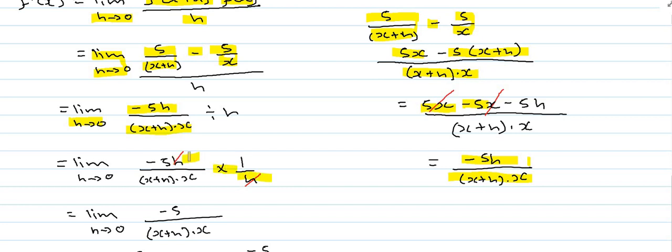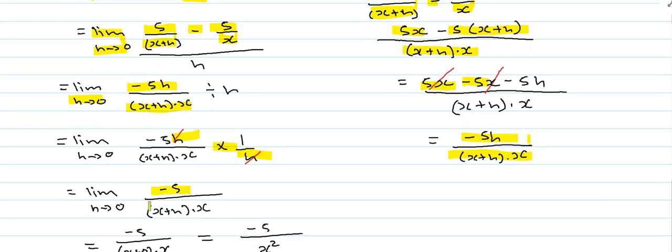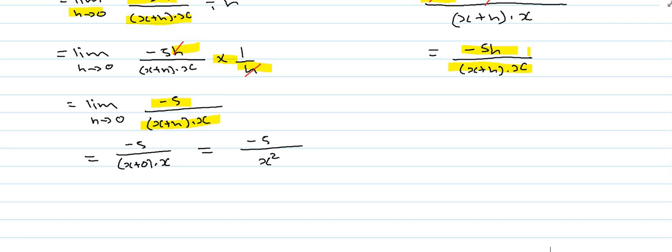1 over h cancel out h. Then we are left with negative 5 over x plus h multiplied by x. We said now we can substitute 0 where we see h. Then this became negative 5 over x plus 0 multiplied by x. Then we got x multiplied by x is x squared, x multiplied by 0 is 0. Then our final answer became negative 5 over x squared.